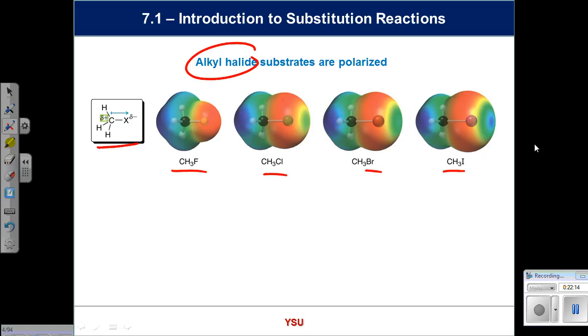I minus. Right? F is small, doesn't want that negative charge. Think about the pKa of the acids. pKa of HI was about negative 10. pKa of HF is plus 3. So I minus is way more stable. But they all have the same characteristic here.